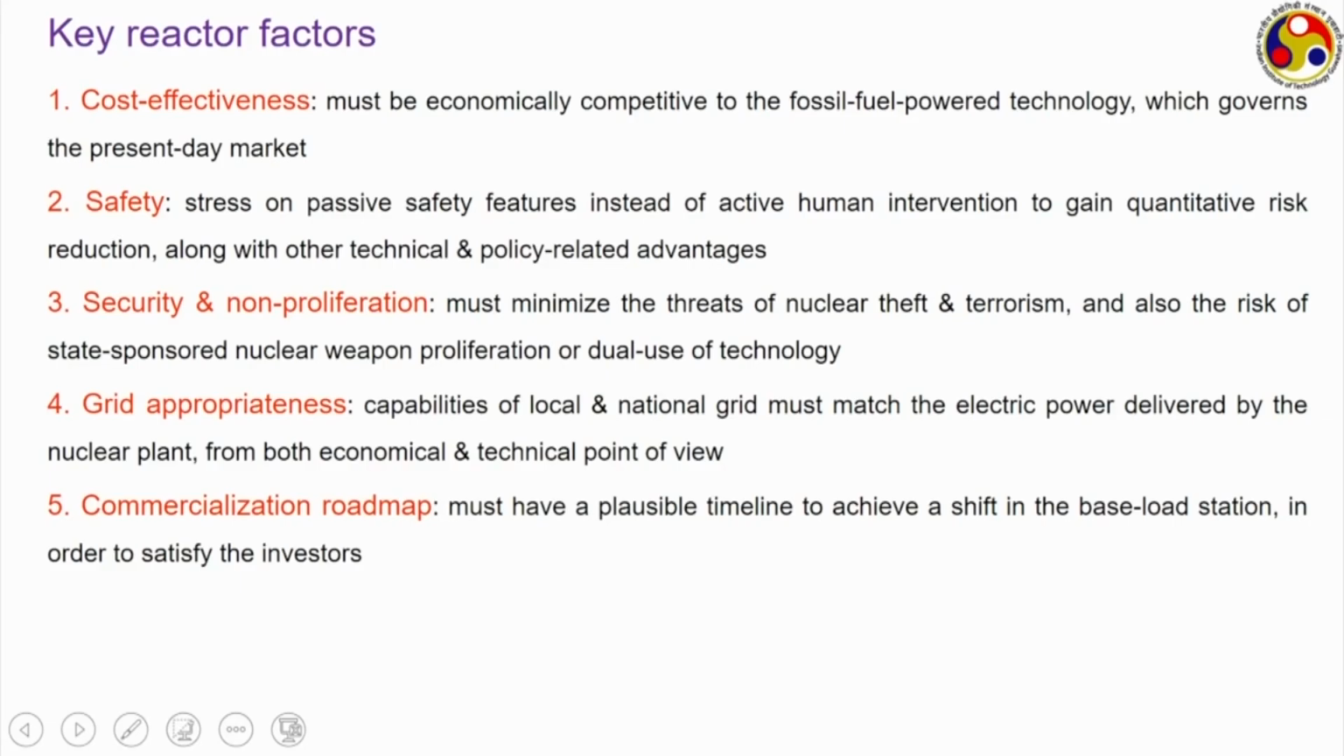Next, the commercialization roadmap. It is somewhat related to the first part only. There must be a plausible timeline to achieve a shift in the baseload station in order to satisfy the investors. That is the time from which the first stone is laid till the moment the plant becomes fully operational and is able to meet the demand of its catchment areas, and then going further till the moment when it is able to pay back every penny to the investors. That complete roadmap should be ready.